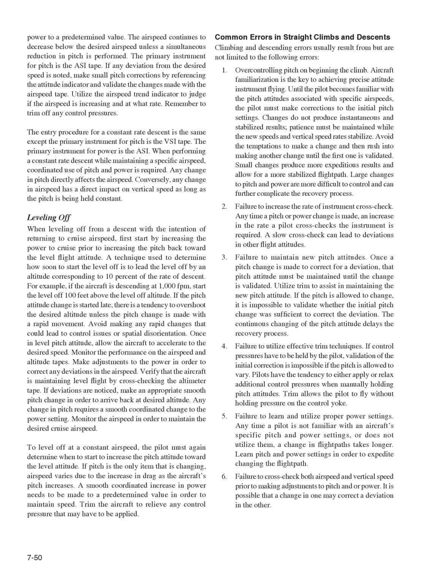2. Failure to increase the rate of instrument crosscheck. Anytime a pitch or power change is made, an increase in the rate a pilot crosschecks the instruments is required. A slow crosscheck can lead to deviations in other flight attitudes. 3. Failure to maintain new pitch attitudes. Once a pitch change is made to correct for a deviation, that pitch attitude must be maintained until the change is validated. Utilize trim to assist in maintaining the new pitch attitude. If the pitch is allowed to change, it is impossible to validate whether the initial pitch change was sufficient to correct the deviation. The continuous changing of the pitch attitude delays the recovery process.